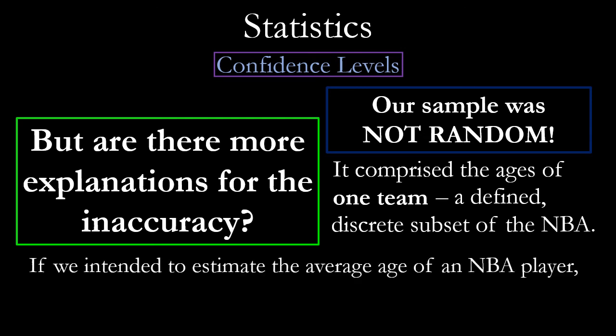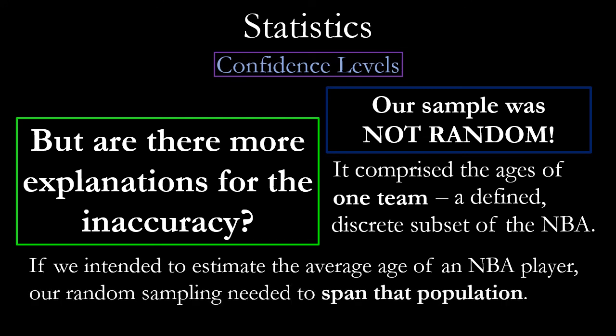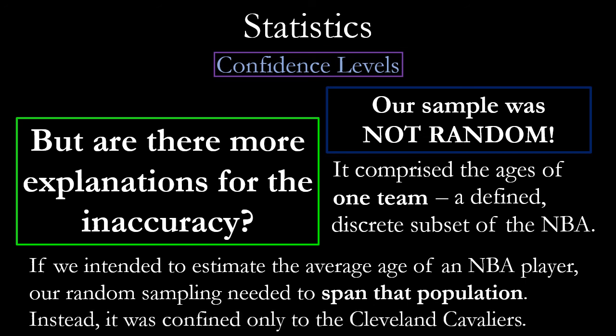If we wanted to estimate the average age of an NBA player of that whole population, what we should have done is we should have had a random sampling spanning that population. We should have taken samples from all of the different teams at random, not just one team. And then we would have had a random sample, but we have not had a random sample. We've only had one team, and that team was the Cleveland Cavaliers.